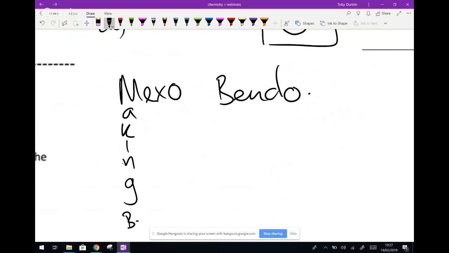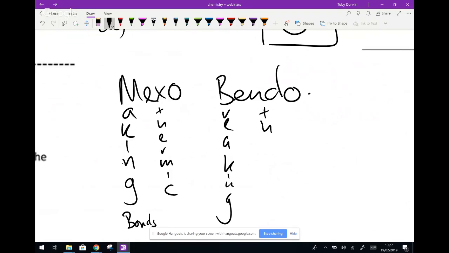making bonds, I'm going to put bonds at the end, is exothermic. Breaking bonds is endothermic. So, Johan, you asked a really lovely question there. Mexobendo, yo. Yeah, absolutely. Right, Johan, you asked where the energy is going.